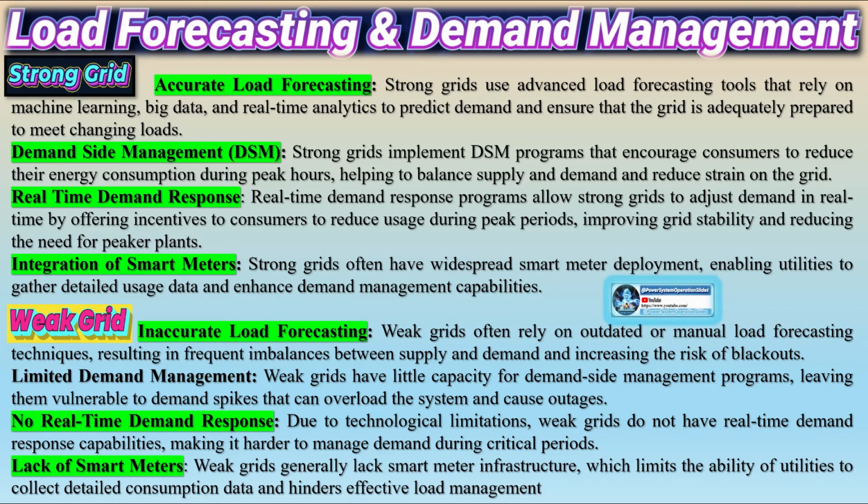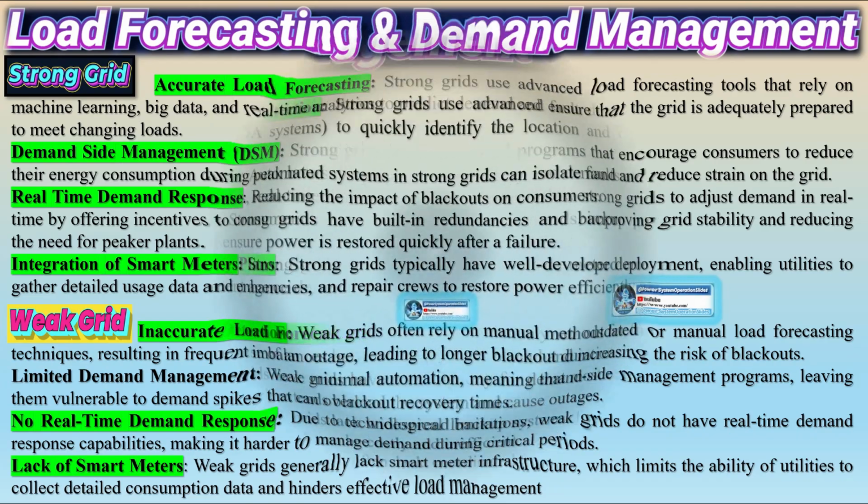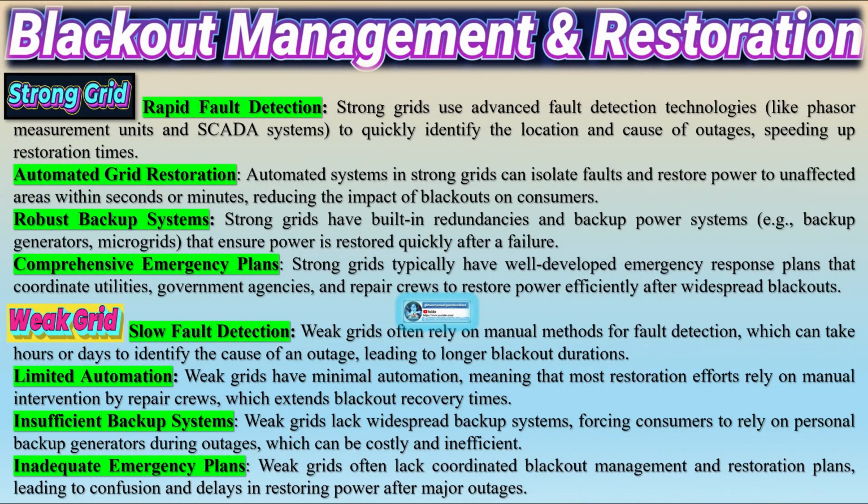Weak grids typically lack energy storage infrastructure, which limits their ability to balance supply and demand or store surplus renewable energy. Without energy storage, weak grids are more prone to instability, as they cannot easily absorb fluctuations in renewable energy supply or respond to demand peaks. Weak grids are forced to curtail renewable energy generation because they lack the capacity to store surplus energy, leading to wasted clean energy potential. Consumers in weak grids rarely have access to home energy storage systems, reducing their ability to manage energy use during outages or store surplus energy from rooftop solar panels.